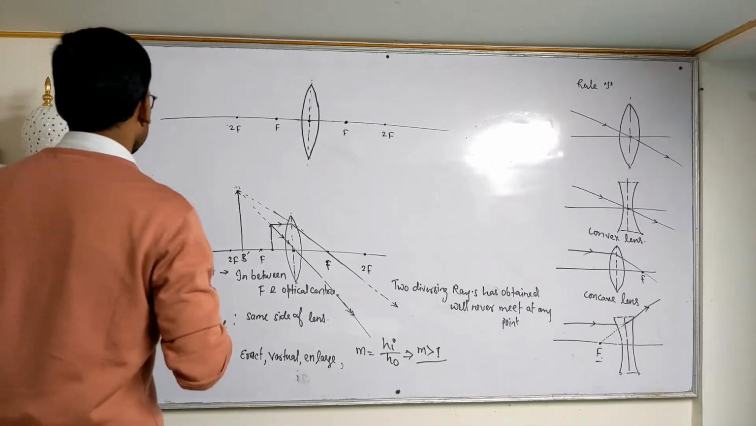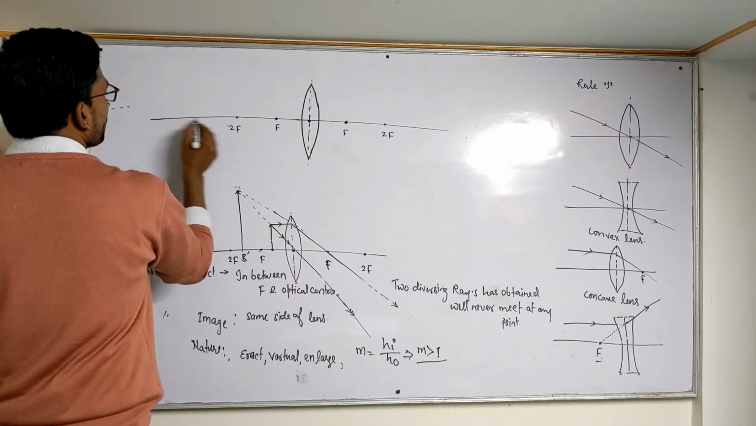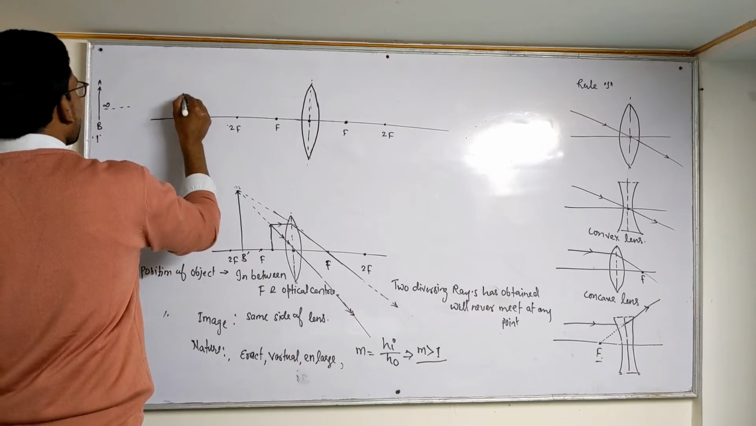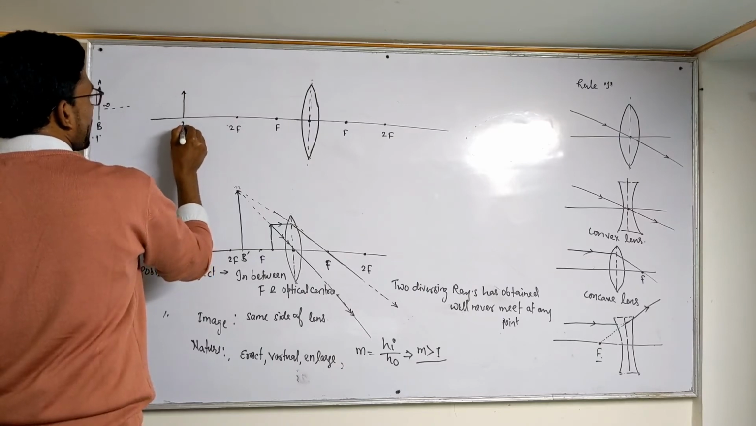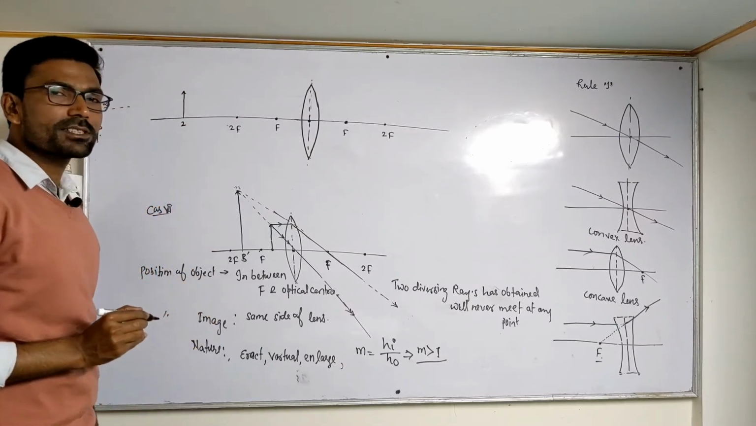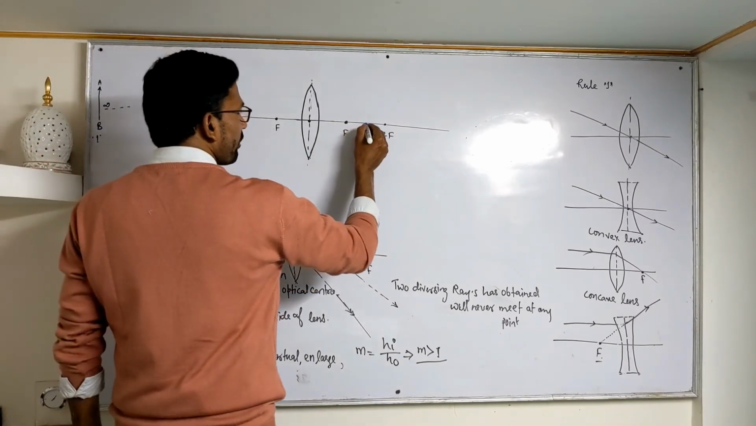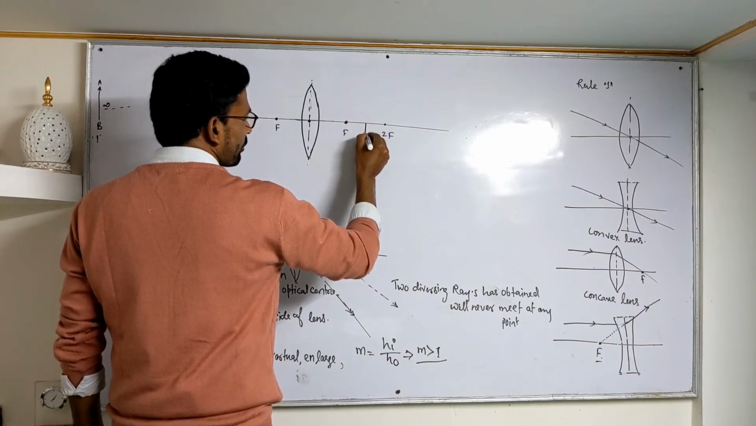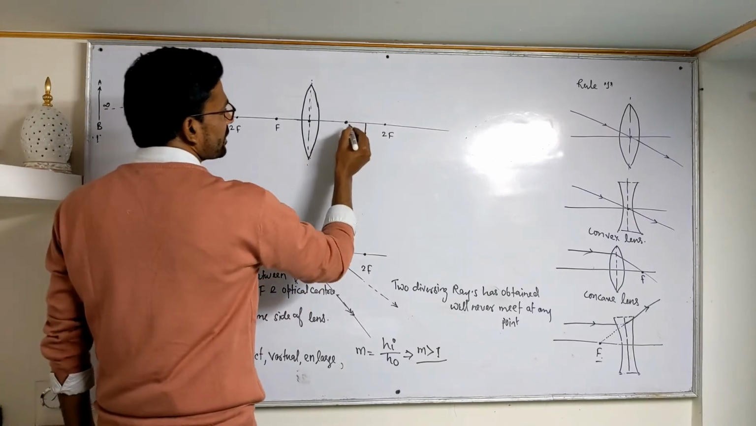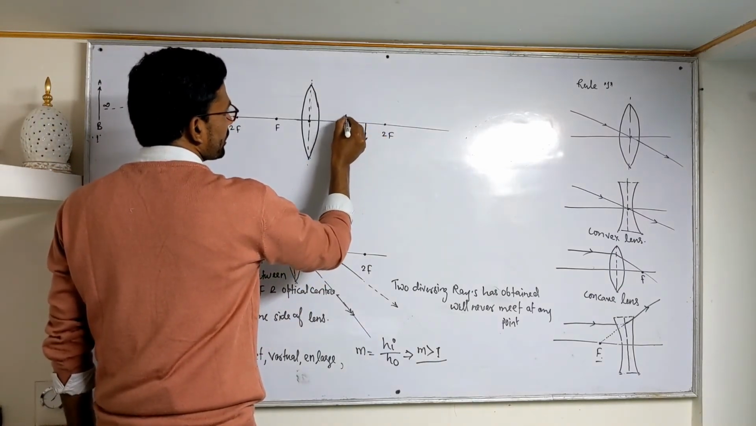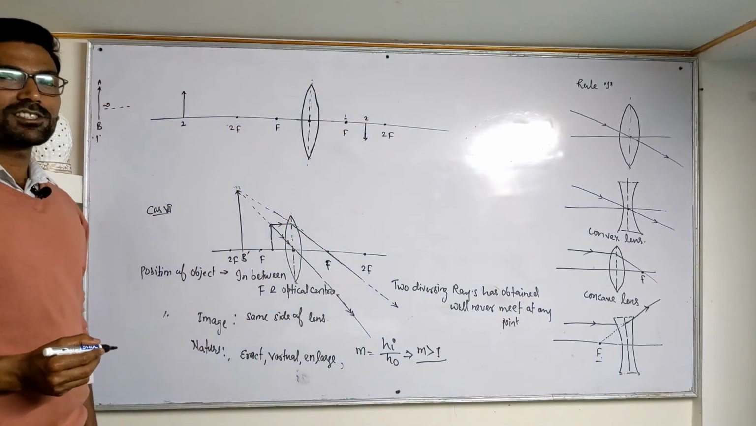Okay, take the second case. Now put the object somewhere between infinity and 2f, like that here. This is the second case we have discussed. The image is formed somewhere between f and 2f. This is a smaller size compared to the size of the object. This is the first situation, and this is the second situation that we have already discussed.